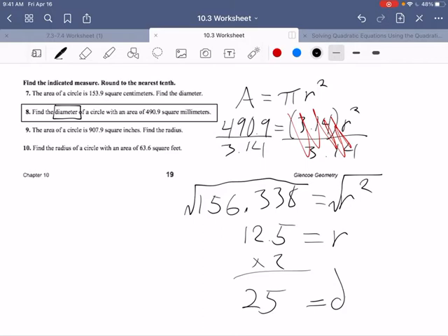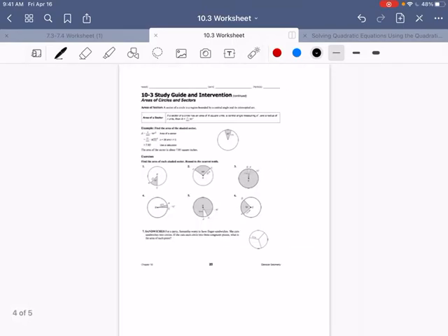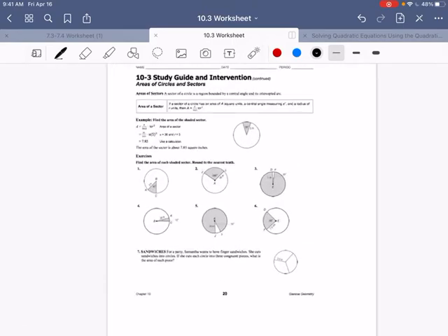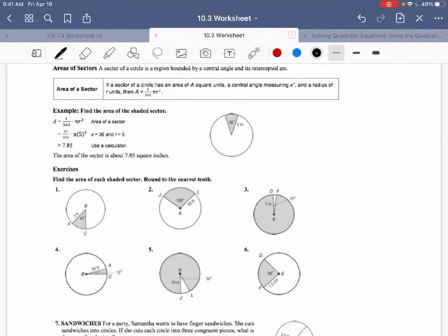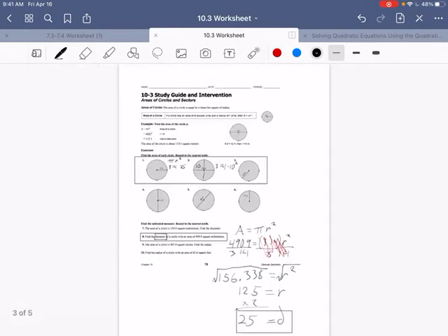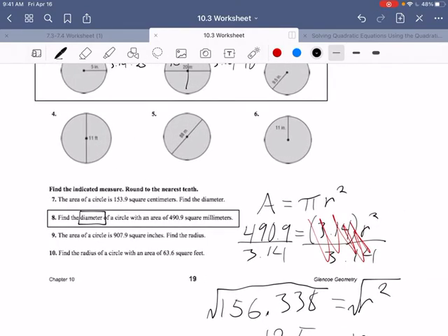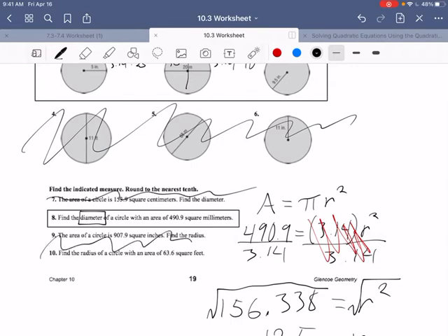Okay, from here, let's move on to the next page. I don't expect you to do anything else on this page, so you want to cross these out: 4, 5, and 6, 7, 9, and 10. You don't have to do them. Then over here, I definitely want you to look at the area of sectors.